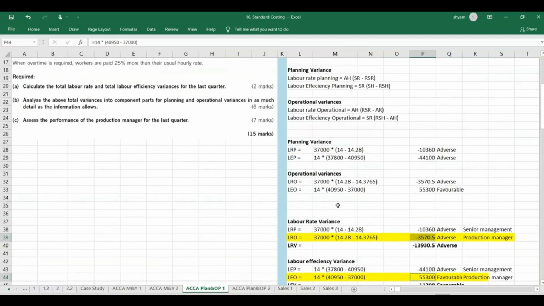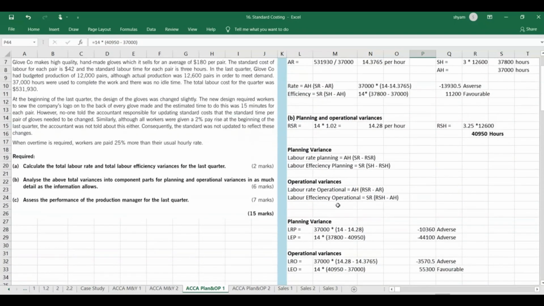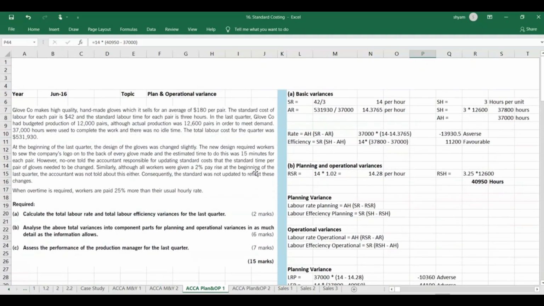Whatever I've explained, if you type as points, you will get those 7 marks. So hope you guys got the idea. That's about this question. We'll move on to another question.